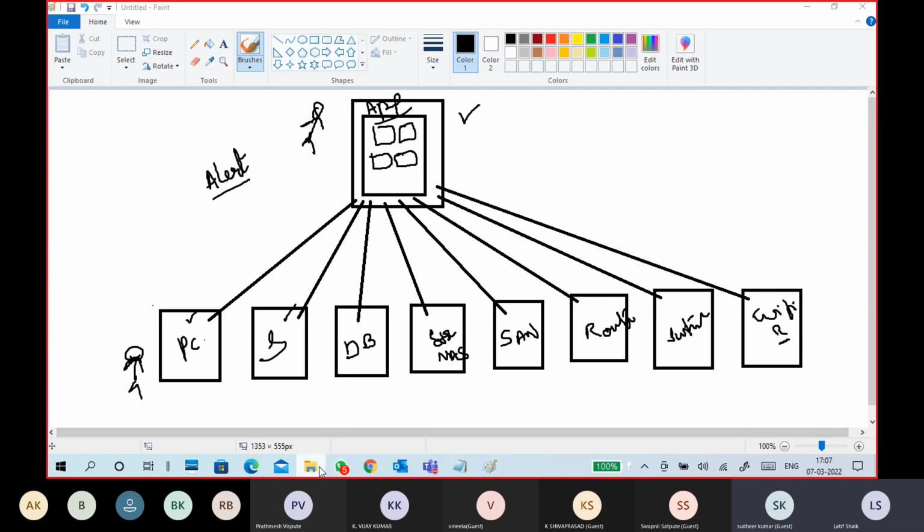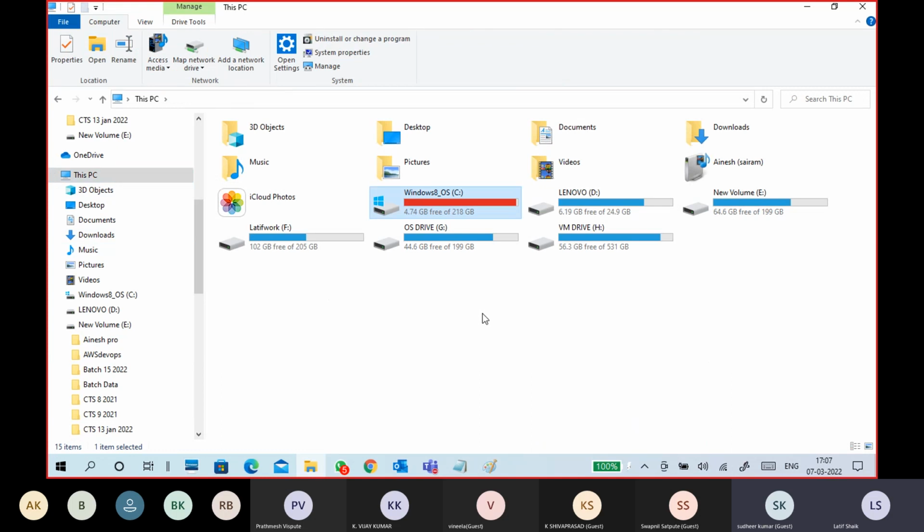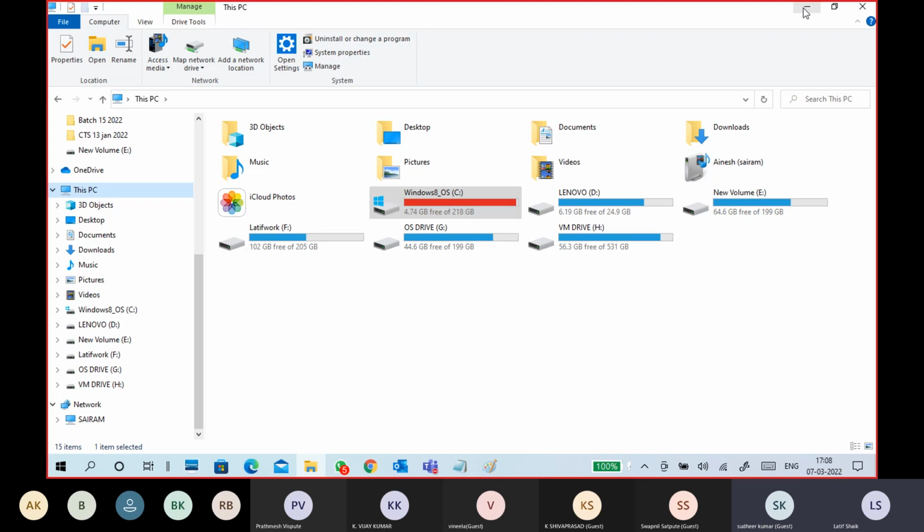I have this one also. You see, my PC's C drive is full. Look at this one. In the morning it was having 13 GB. Now it has become 4 GB because I downloaded Windows 10 on my PC. So obviously it is showing like this. This system is showing an alert in red color. That's why this system is slow. Red color means the hard disk is full.